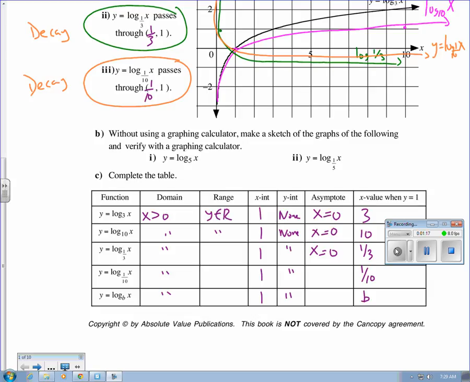So there's 2 more graphs that you're asked to build, y equals log base 5 x and y equals log base a fifth x. They should squeeze in between the graphs that we've already built. So the y equals log base 5 x graph squeezes in between the log base 3 and log base 10, and the y equals log base 1/5 also squeezes in there. Let's turn the page over.